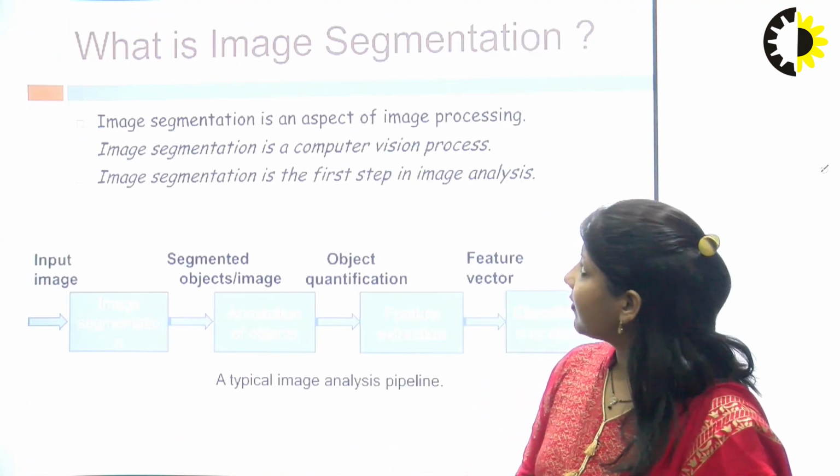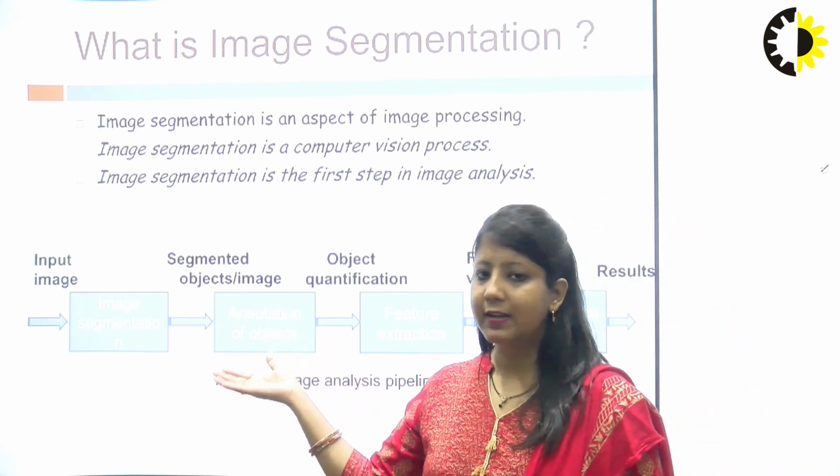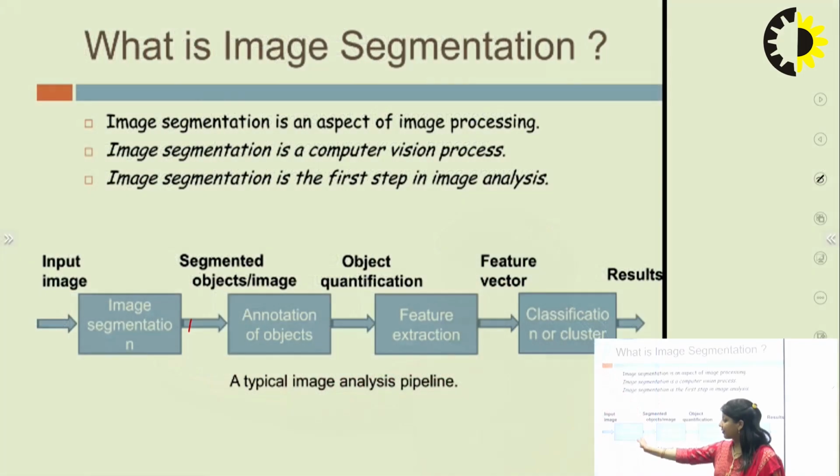So these are the basic steps of segmentation. If I have given one input image, the first step is to apply image segmentation, through which we can partition the image into different parts. After that, the segmented parts go to annotation of the object, meaning we recognize the object and give the annotation, we give the number object 1, object 2, object 3, how many objects are there.